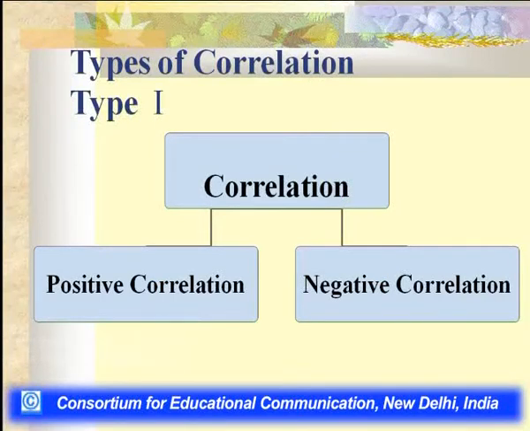Now, as a matter of fact, we must understand the different types of correlation which we are talking about today. There are basically two types of correlation: one is a positive correlation and the other is a negative correlation.